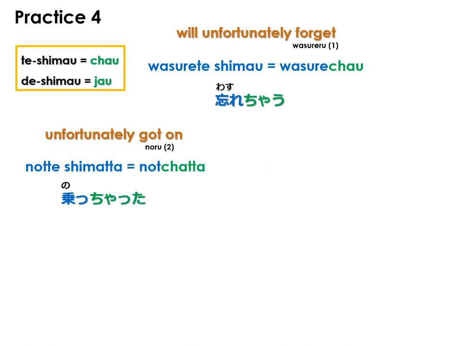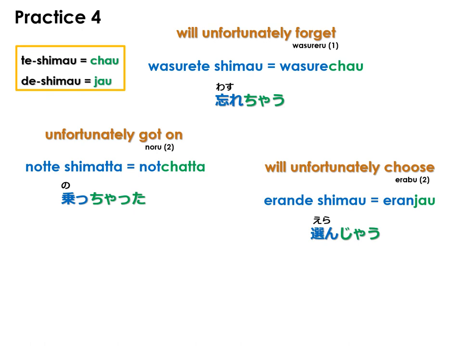Next one, will unfortunately choose. In Japanese, erande-shimau changes to eranjao. Maybe you'll choose the wrong food on the menu just because you chose an attractive photo, but then when you get the dish, it's not really that delicious.